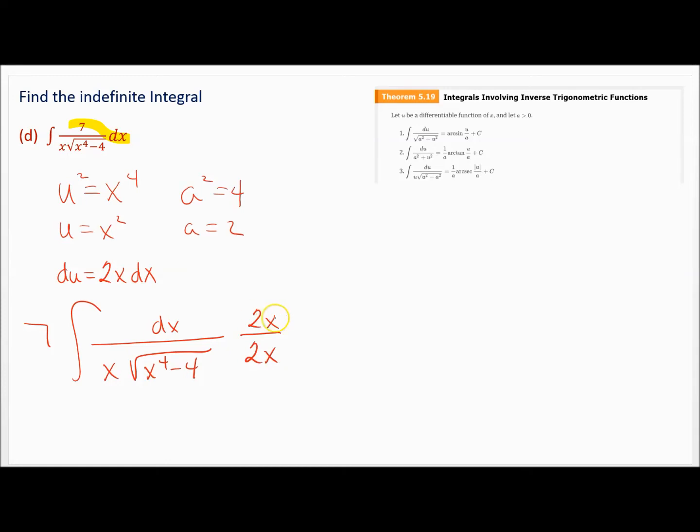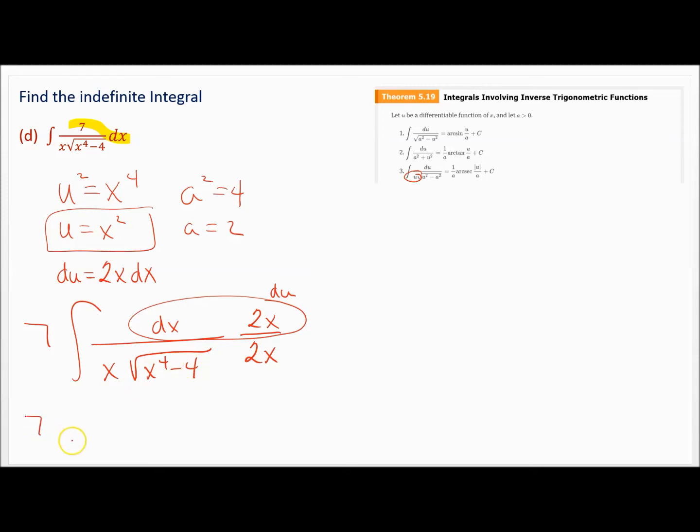Okay. Now on the top, that would give me the 2x dx that I need. There is my du. But on the bottom, do I have what I need? Well, what's supposed to be out front here, notice, is just u. Well, what is u? Well, u is x squared. I don't have an x squared, I have an x. But look, if I multiply this by this 2x over 2x, I now have an x squared.